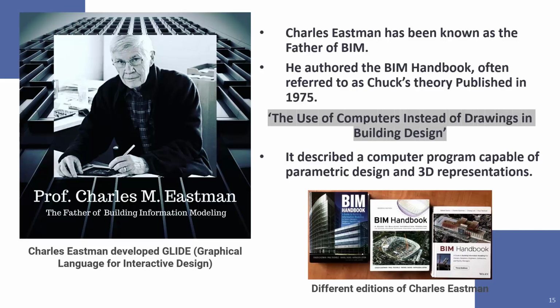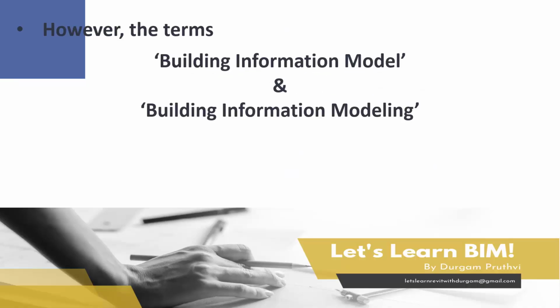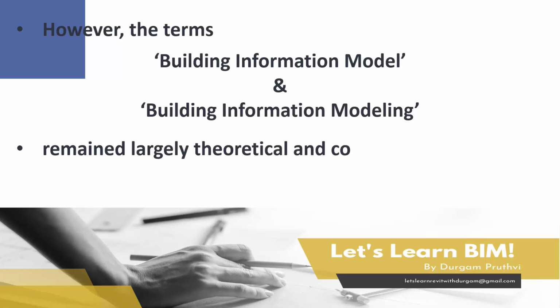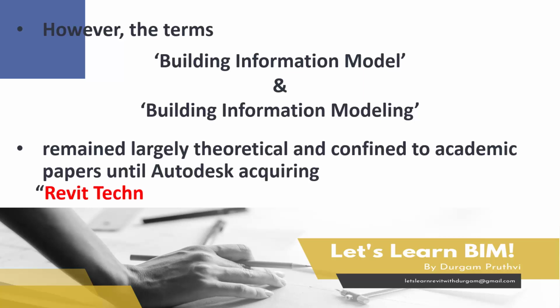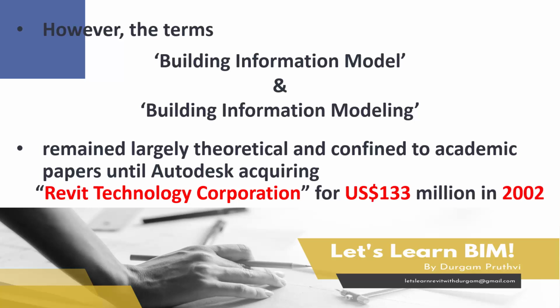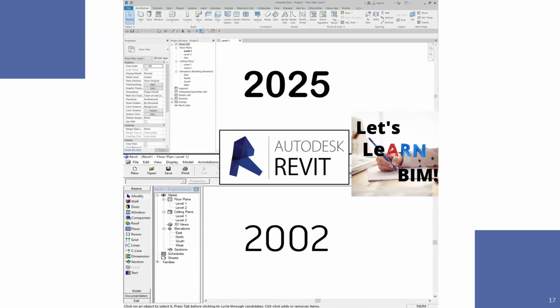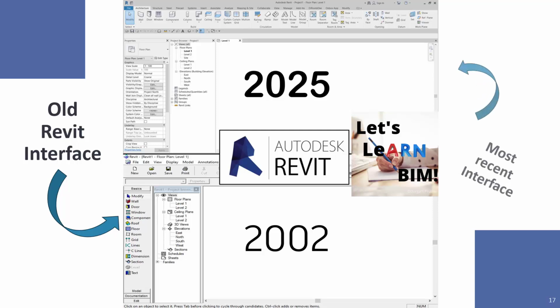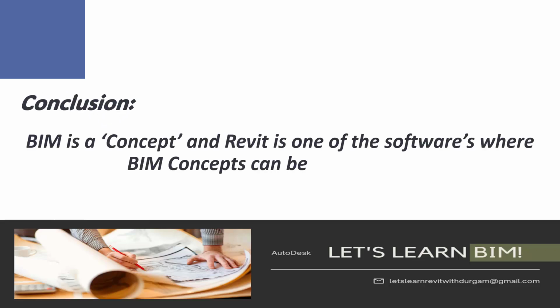However, the terms building information model and building information modeling remained largely theoretical and confined to academic papers until Autodesk, a leading engineering and multimedia software company best known for its AutoCAD line of products, decided in 2002 to bring these concepts into practical use by acquiring Revit Technology Corporation for $133 million US. This purchase allowed more research, development, and improvement of Revit software. To simplify the entire backstory into simple words, BIM is a concept and Revit is one of the softwares where BIM concepts can be implemented.